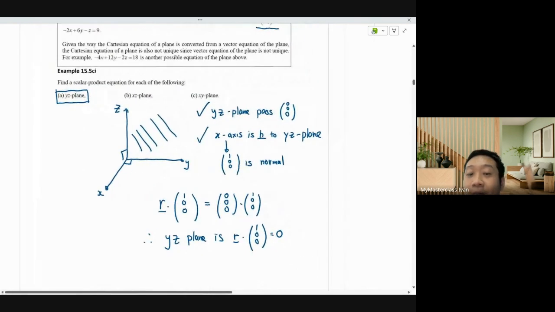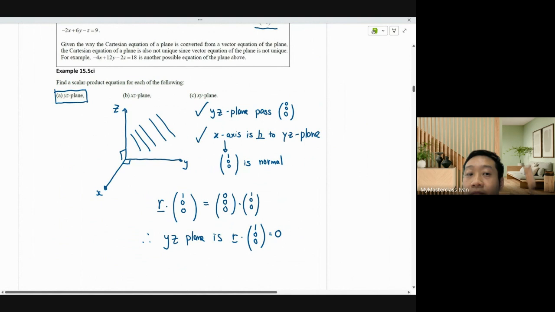Scalar product is the same as dot product. So yeah, it's the same. Scalar product means dot product.